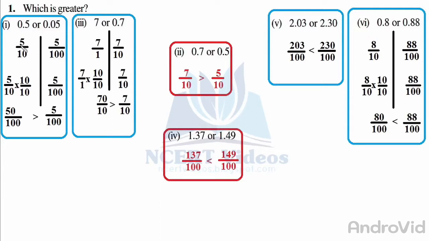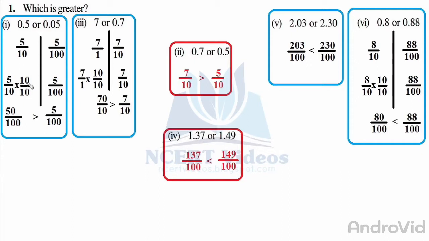Now we cannot compare them because the denominator is not the same. So how can we make 10 into 100? By multiplying it by 10. If we multiply the denominator by 10, we also have to multiply the numerator by 10 so that the fraction does not change its value. So 5 over 10 into 10 over 10.